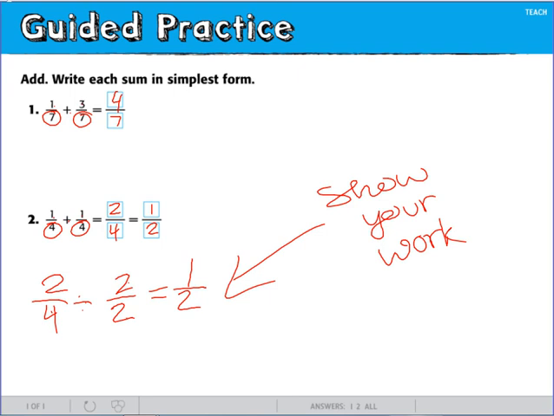Alright. You guys can finish up your stuff.